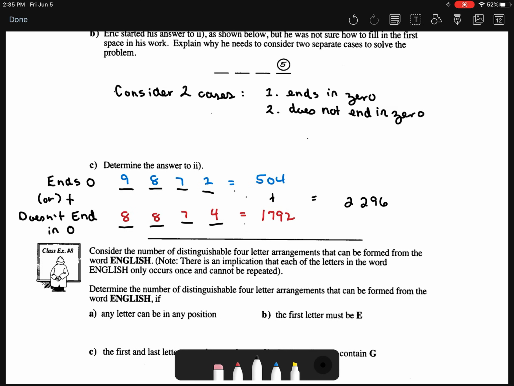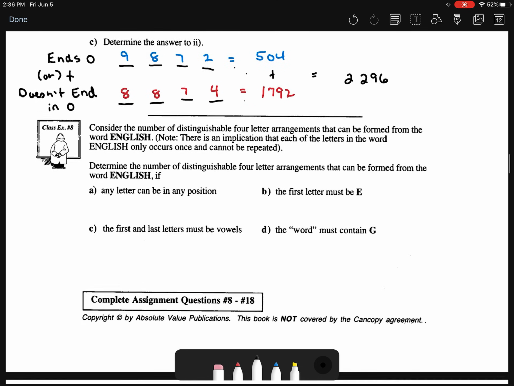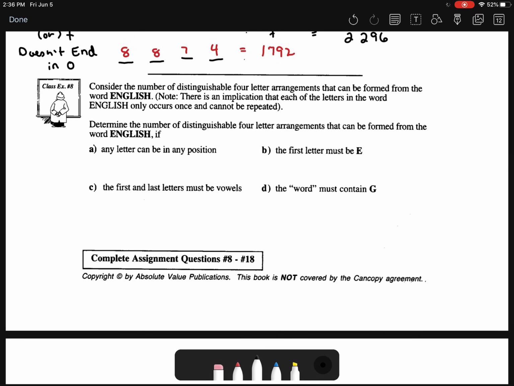Okay, so with even numbers, when we're talking about ending in even numbers, it really matters whether we can reuse digits or cannot use them. That really affects how we go about calculating our total answer. If you are talking about ending in 0, that throws another wrench in the plans, and you're going to have to probably calculate 2 scenarios and add them together. All right, last question for today. Consider the number of distinguishable, which just means different, 4-letter arrangements that can be formed from the word English.